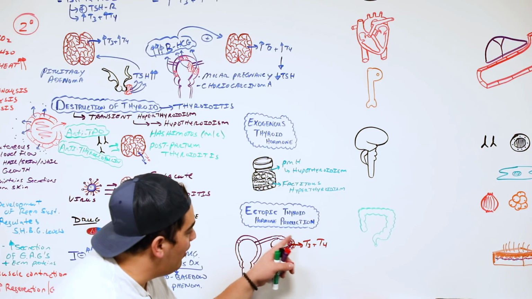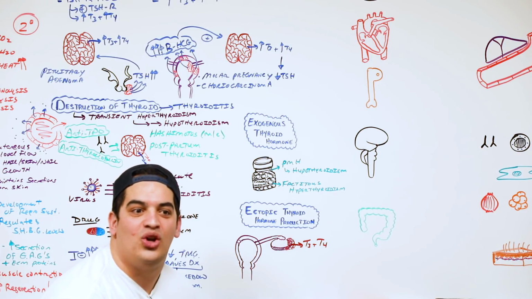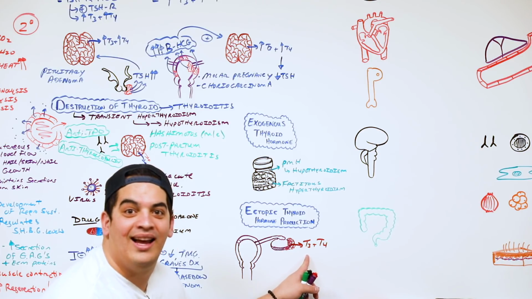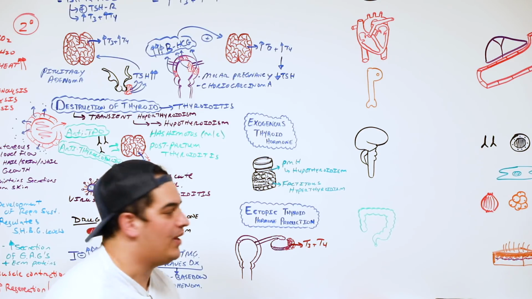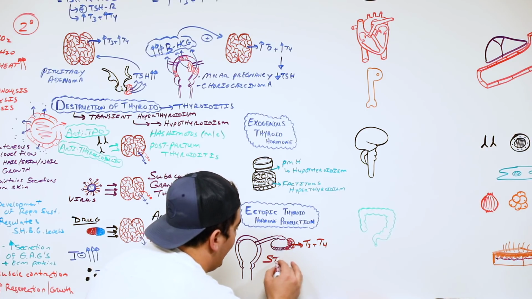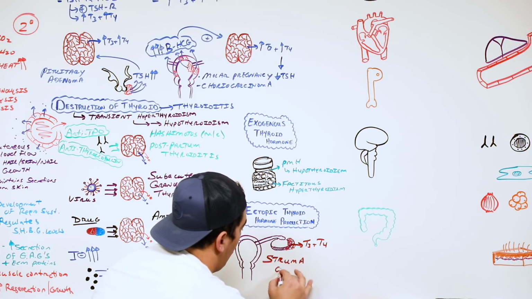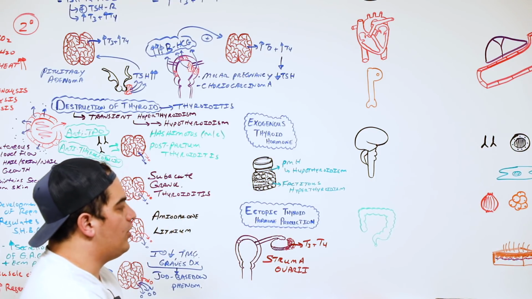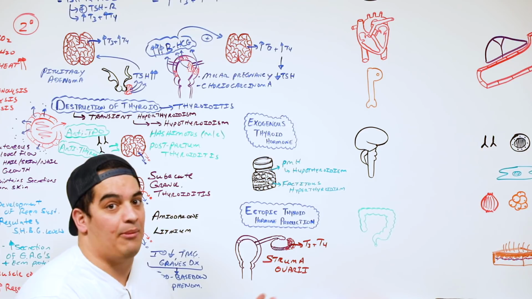It's a tumor that develops on the ovary, and this tumor develops thyroidal tissue that can produce thyroid hormone and exert the effect of hyperthyroidism. This tumor is called a struma ovarii. And this is the last thing that I want you guys to remember for the potential causes of hyperthyroidism.